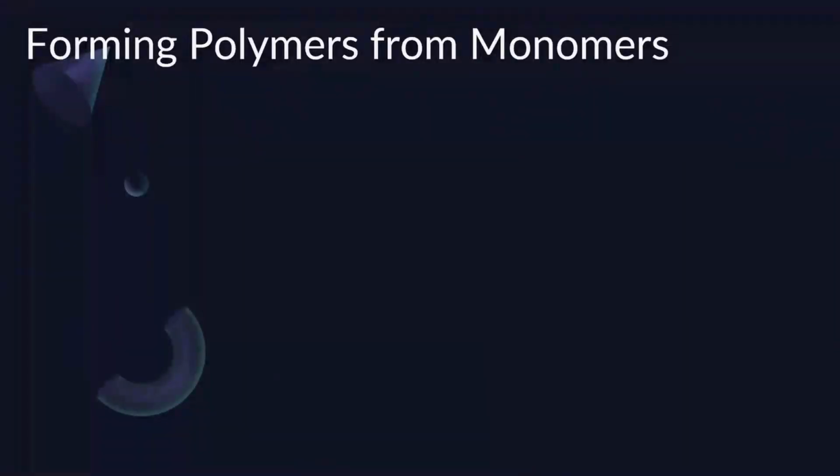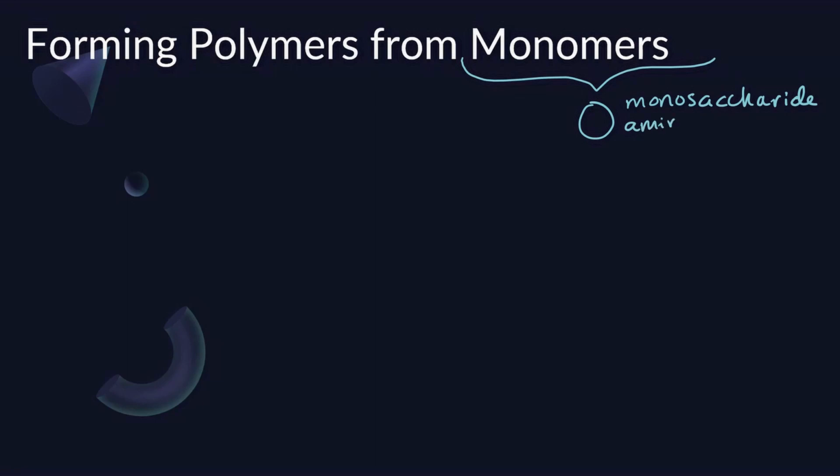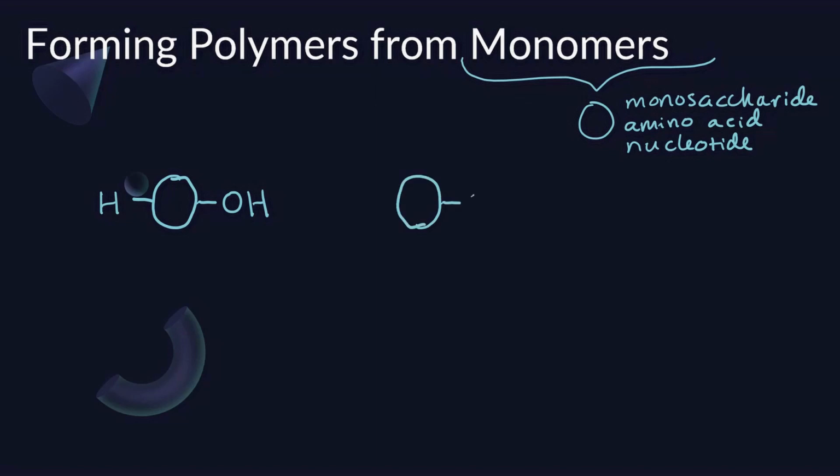Something that all monomers have in common, whether it's a monomer of a carbohydrate, such as a monosaccharide, a monomer of a protein, or a monomer of a nucleic acid, is that at one end of a monomer, there will always be a hydroxyl group, or an OH group. And at the other end of a monomer, there will always be a hydrogen atom. And again, this is true for all monomers.